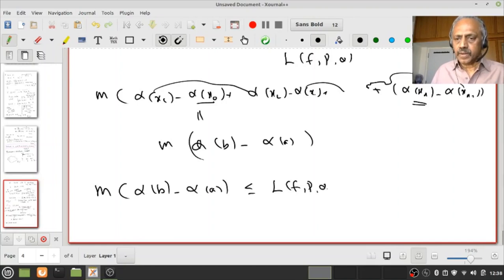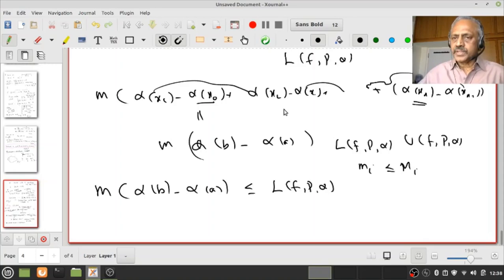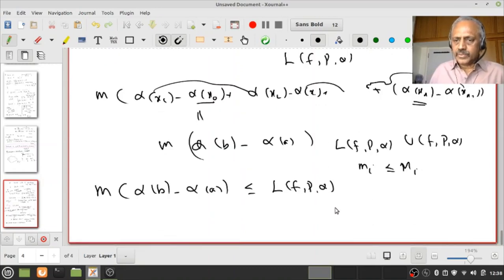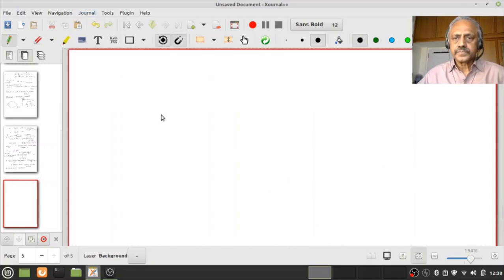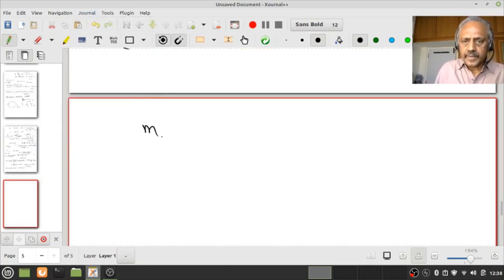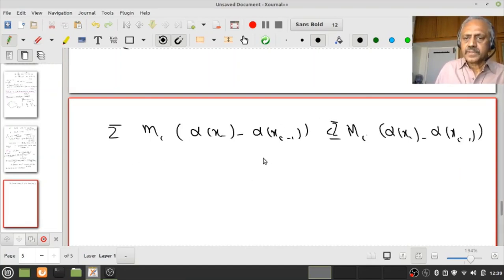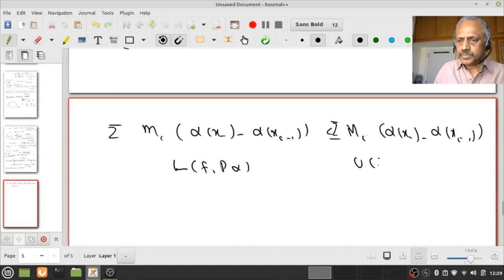Now what's the relation between LFP alpha and UFP alpha? Again, look at the typical ith term. This little mi is less than or equal to capital mi. Therefore, I can multiply this by the positive quantity alpha xi minus alpha xi minus 1. So I'll have mi into alpha xi minus alpha xi minus 1 is less than or equal to capital mi into alpha xi minus alpha xi minus 1, and sum it. Why can I do that? Because these are all non-negative. This is your LFP alpha, and this is UFP alpha.